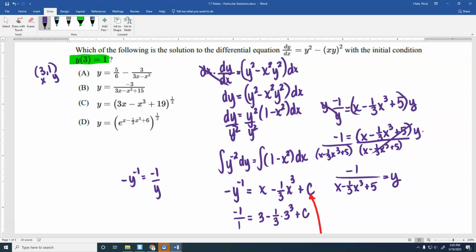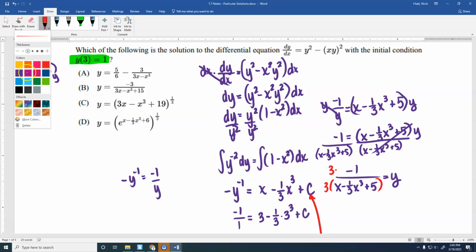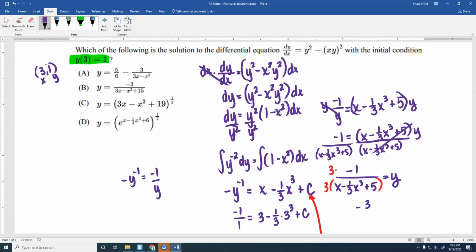B looks the most like this. What can we do to what we have to turn it into B? If we multiply top and bottom by 3, if I multiply top by 3 and the whole bottom by 3, it'll get rid of that 1/3 right there, which is what they have done. And so when I do that, I will get negative 3 over 3x. 3 times 1/3 is just 1, so you just get an x cubed right there, plus 15 equals your y, and there B is our answer.